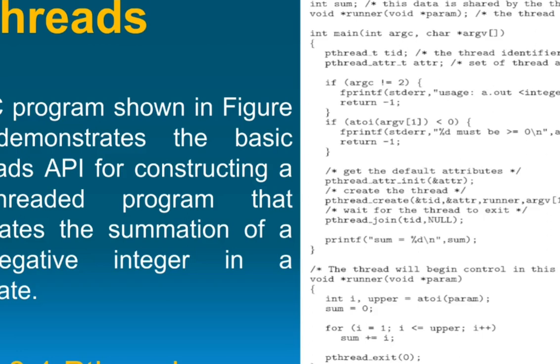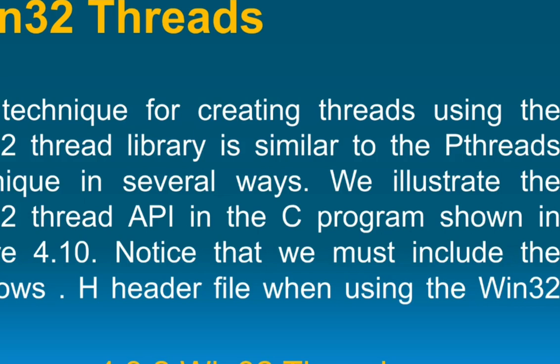Numerous systems implement the pthread specification, including Solaris, Linux, Mac OS X, and Tru64 Unix. Shareware implementations are available in the public domain for the various Windows operating systems as well. Pthreads also: the C program shown in figure 4.9 uses the basic Pthreads API for constructing a multi-threaded program that calculates the summation of a non-negative integer in a separate thread.